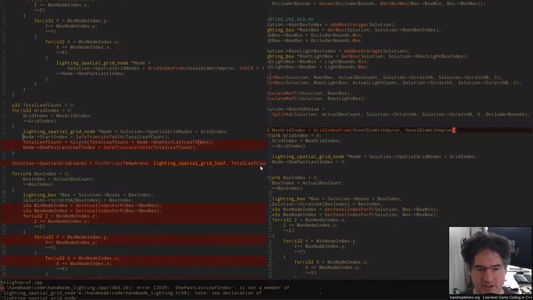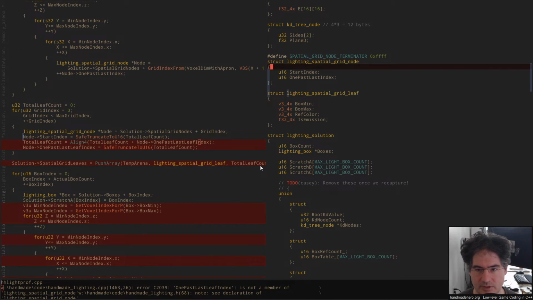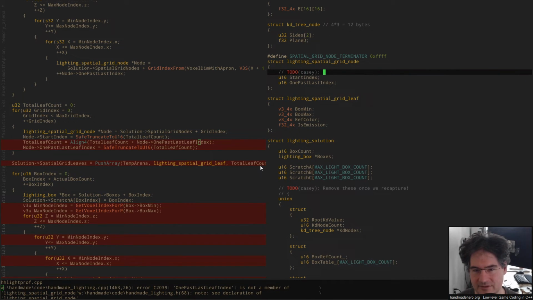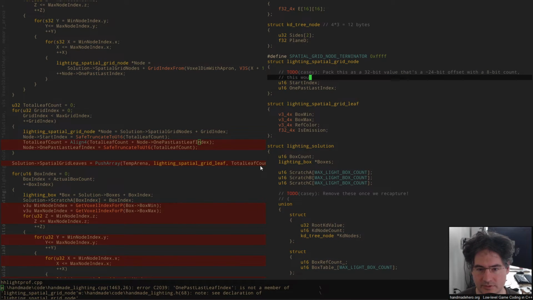So I might also say here, as a separate pass we could do, I'll put a to-do in here that basically says, look, pack this as a 32-bit value that's a 24-bit offset with an 8-bit count. This would scale to much larger scenes more easily. Because it's entirely possible that through the entire grid, maybe someday someone wants to run this engine with more than 65536 possible occluders in it.